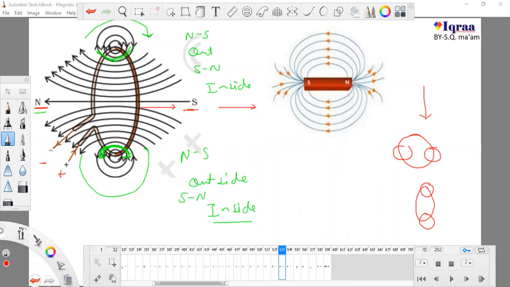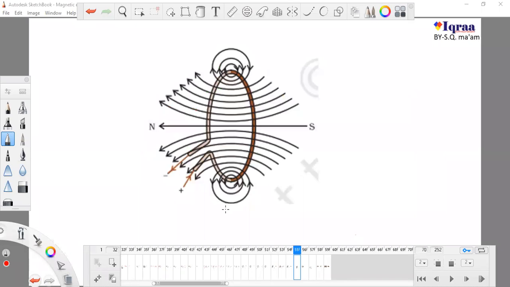Now I'm moving to another point. I think this is the easiest thing for you. Just remember this, or you can draw this.